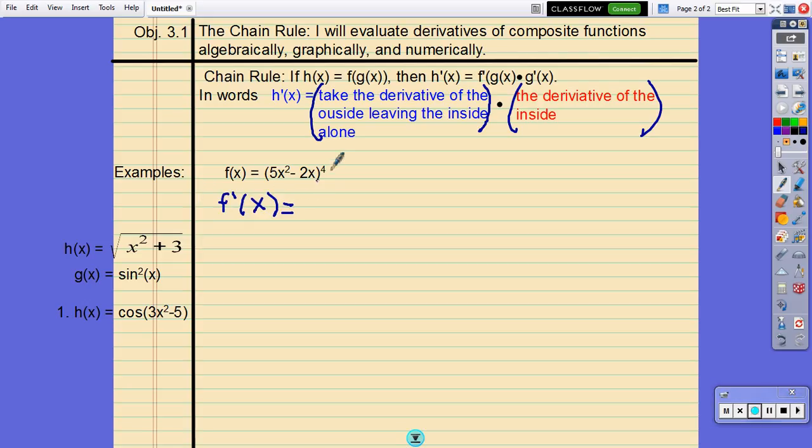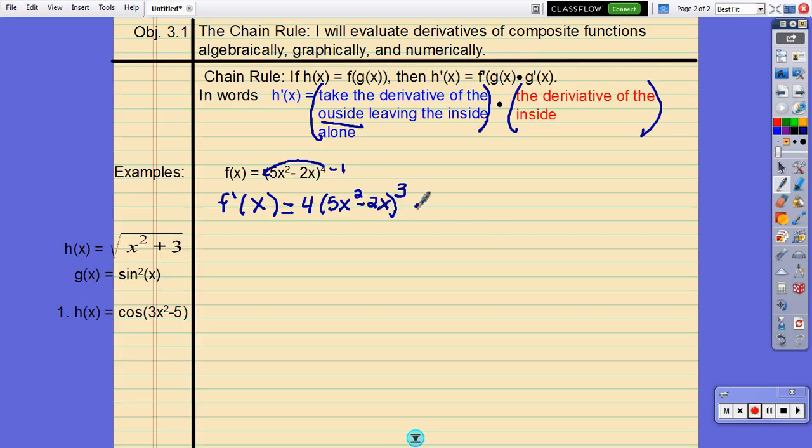And I'm going to take the derivative of the outside. I'm going to pretend like this was just x to the 4th power. If this were x to the 4th power, by the power rule, I would bring my power to the front. So that would be 4. And then I would subtract 1 from the actual power, making it a 3. So I've taken the derivative of the outside. Leaving the inside alone means I simply copy what was inside without changing it at all. Okay, so I've done this part.